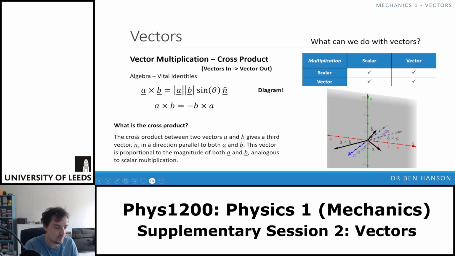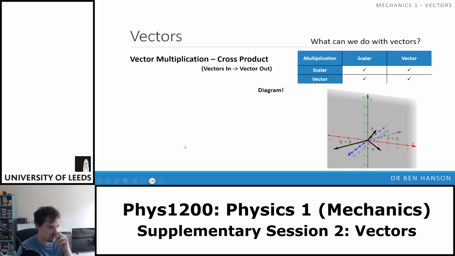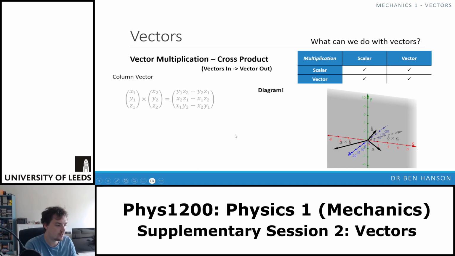So n hat's the unit vector. The cross product between A and B gives a third vector n, a full vector in a direction parallel to both A and B. That vector is proportional to the magnitude of A, the magnitude of B, analogous to scalar multiplication. It's also proportional to the sine of the angle between them, and it has a unit vector n hat. So that's what the cross product is. That's the definition of the cross product.